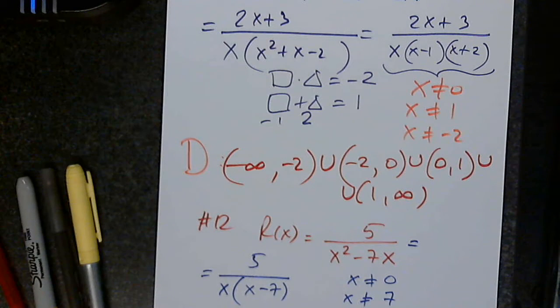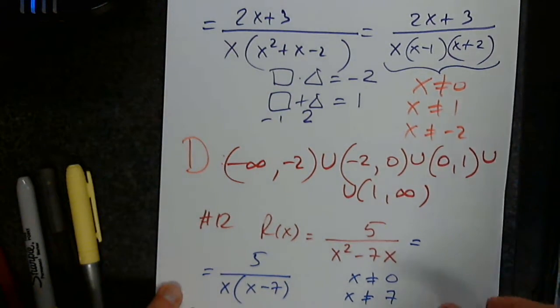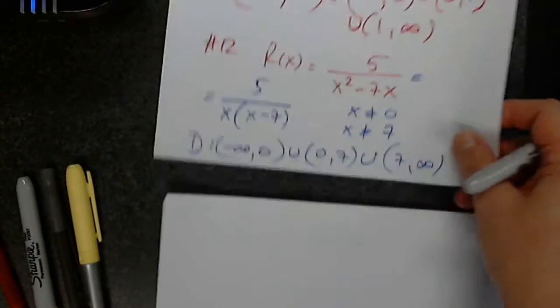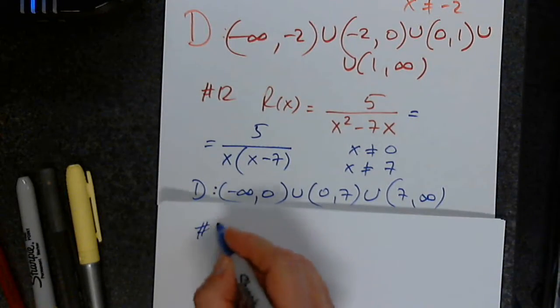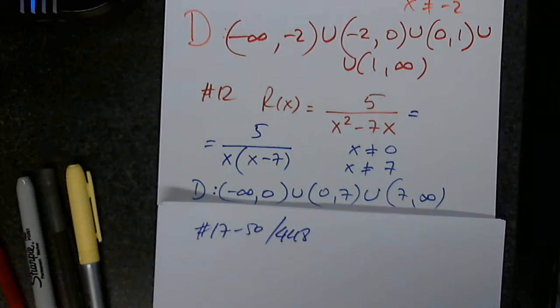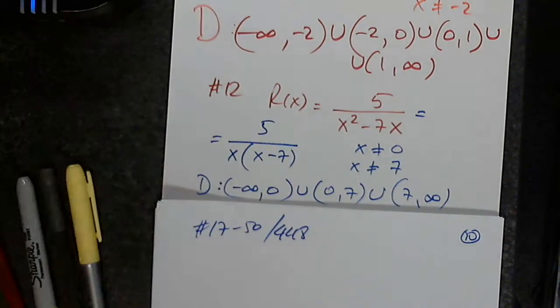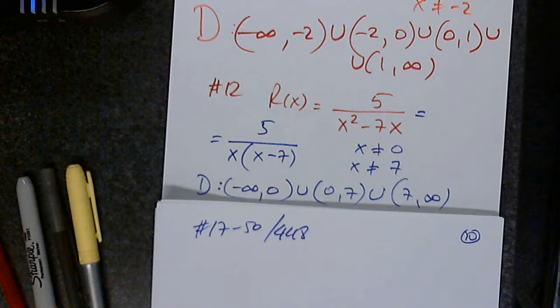Okay, now I want to simplify. We're looking at problems 17 through 50 on page 448. Feel free to pick if you have your book. If not, I will. Let's start with 31.